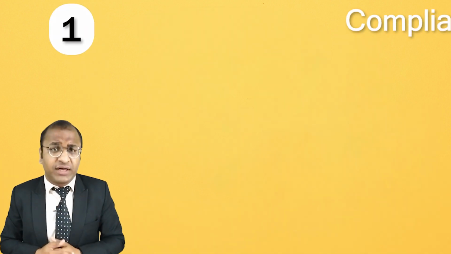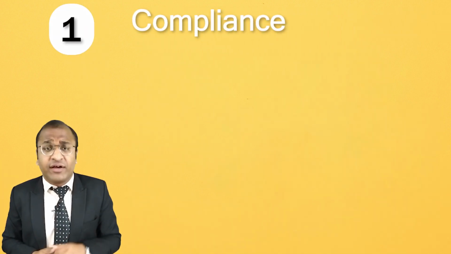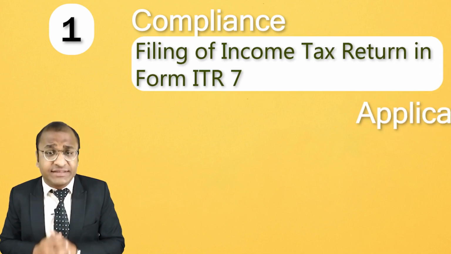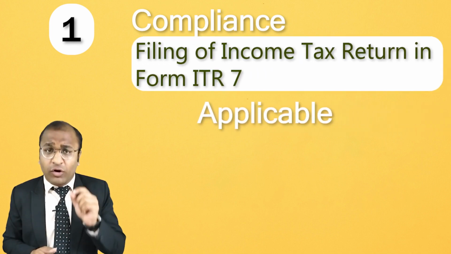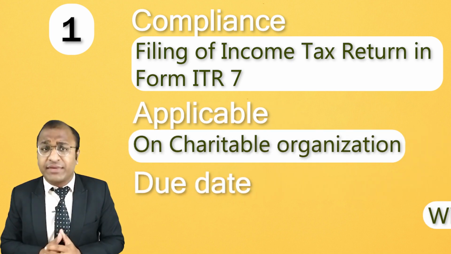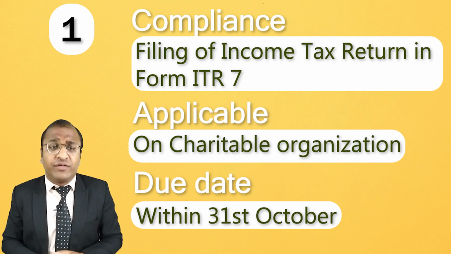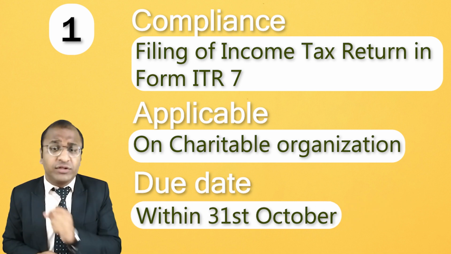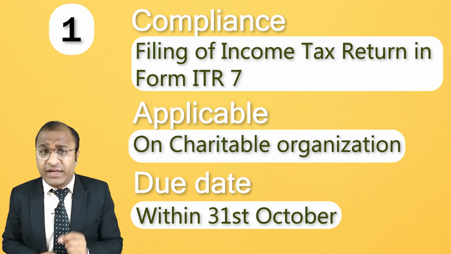First and foremost, under the income tax compliances is filing of income tax return in Form ITR 7. All the charitable organizations are mandatorily required to file the income tax return every year by 31st October of the assessment year relevant to the financial year for which the filing is to be done.